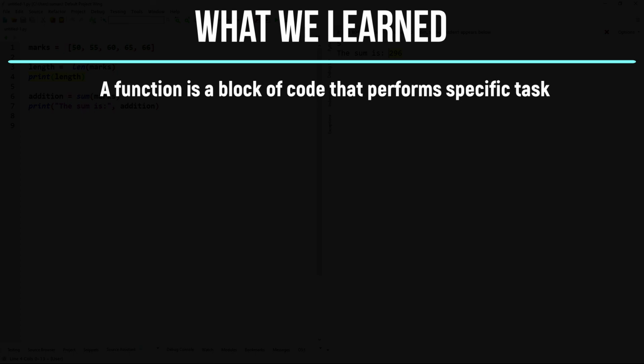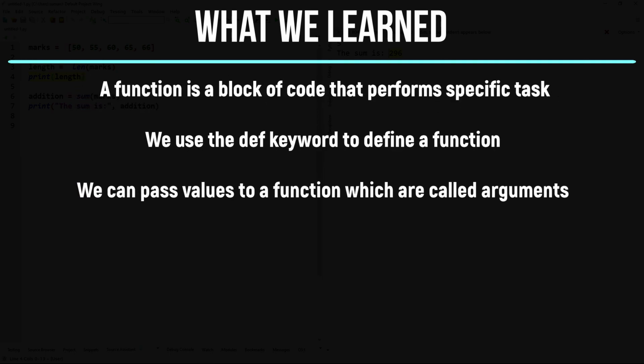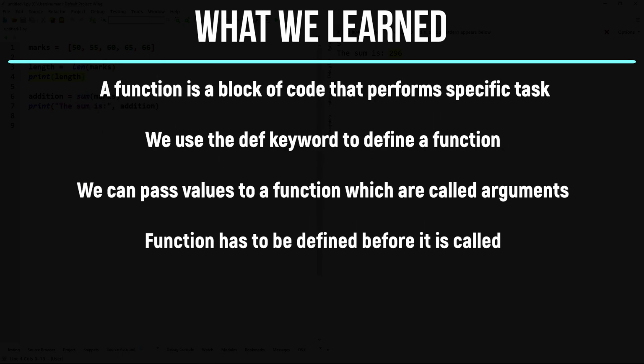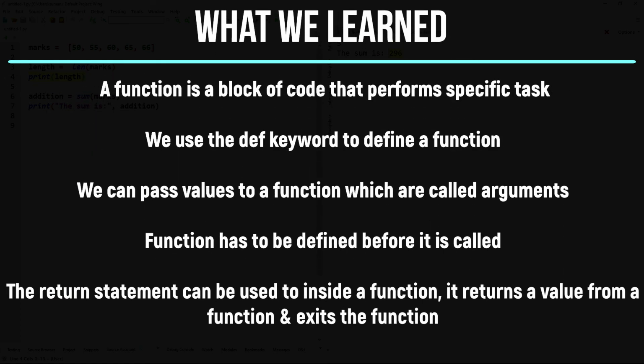So a function is a block of code that performs a specific task. We use the def keyword to define a function. We can pass values to a function which are called parameters or arguments. Functions have to be defined before they are called, and the return statement can be used inside a function. It returns a value from a function and exits the function.